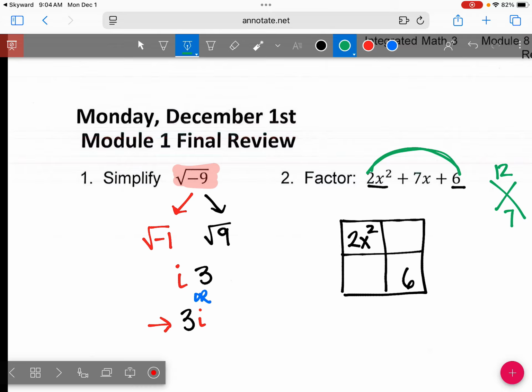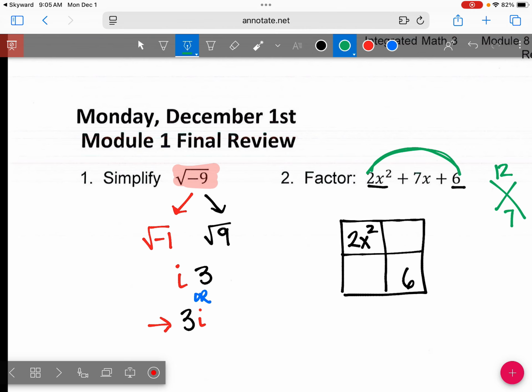We need 2 numbers. Do you need an ink pen? Okay. Or a pencil? You want an ink pen or a pencil? Okay.